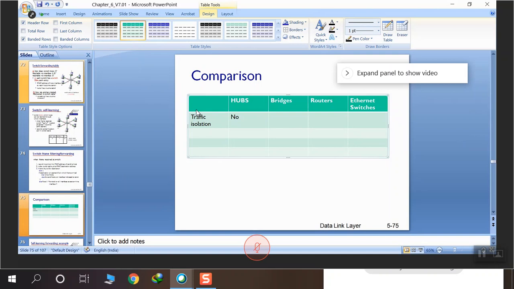So if you have two departments connected by a hub, or let's say two hostel blocks connected by a hub, the traffic from one block would go to another block. But other than hubs, all other devices can separate it.